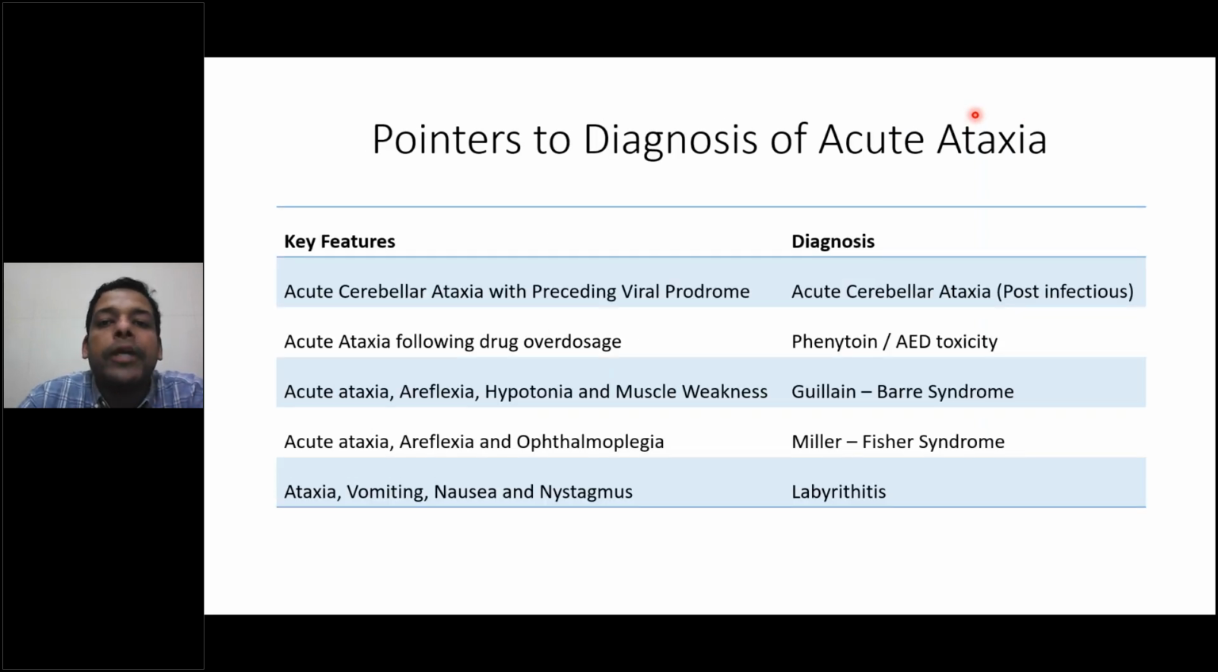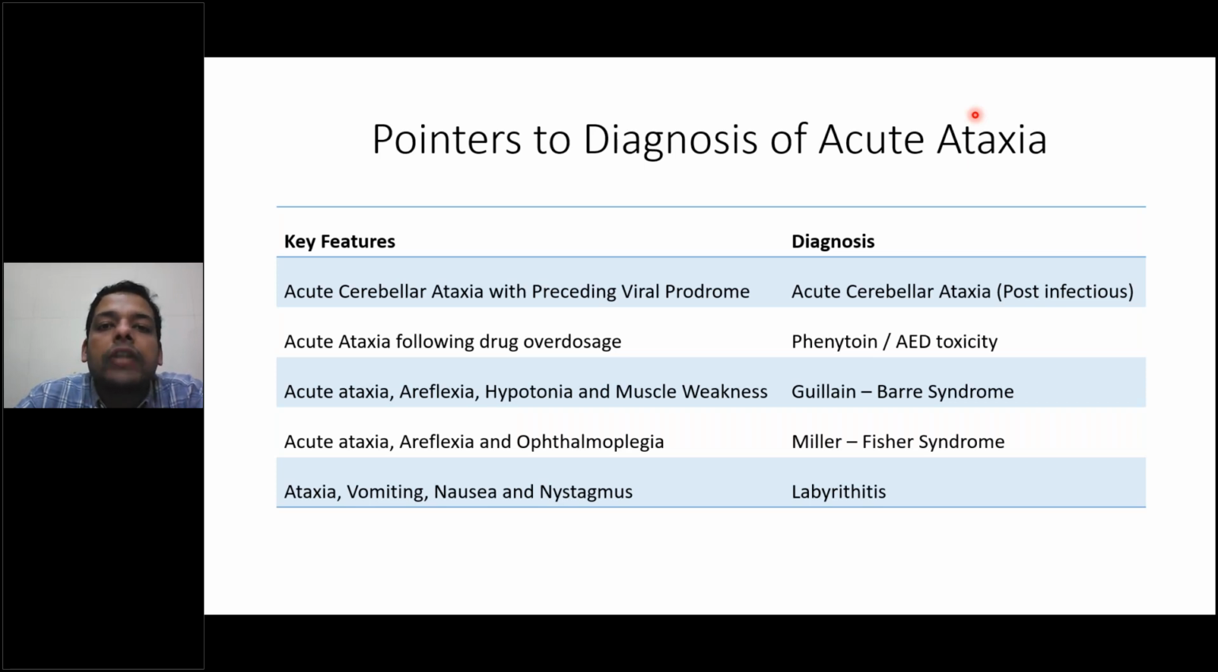Now here are some pointers to diagnosis of common causes of acute ataxia. Say if you have the key features of acute cerebellar ataxia with a preceding viral prodrome, the most probable diagnosis is an acute cerebellar post-infectious ataxia. If there is an acute ataxia following drug overdose, which may be phenytoin, as we already discussed, that can be due to the drug toxicity.